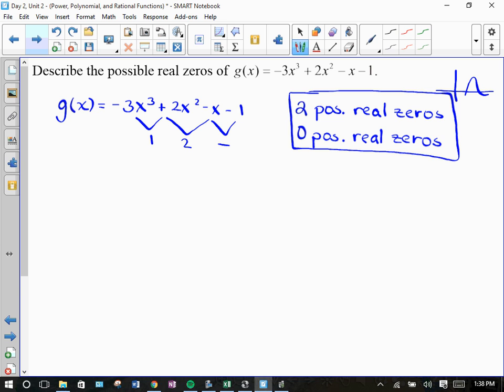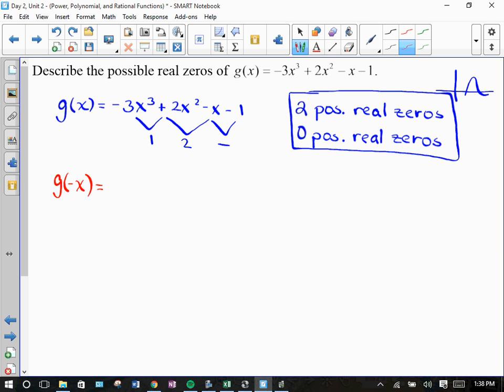Positive because it's g of positive x. So now we want to figure out, all right, because we know what? We know this thing has 3 zeros, right? So 2 of them could be positive. If 2 of them are positive, that would make the other one what? Negative. If 0 of them are positive, that makes the other ones what? Negative. That means if there are 2 positive real zeros, that means that there's 1 negative real zero. If there is 0 positive real zeros, that means that there has to be 3 negatives because there's 3 total. So let's check. We have g of negative x.